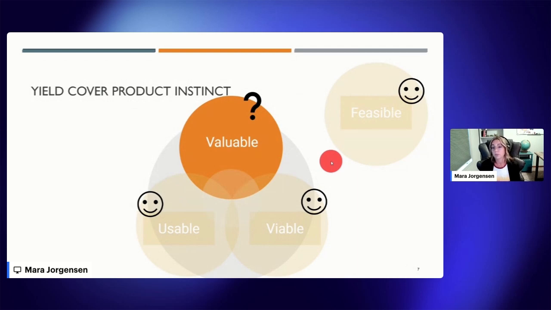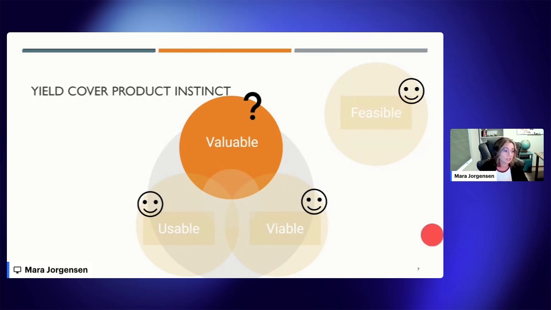Do I think it will be usable? Also, yes. Do I think it's viable as a product? Since it's feasible and it's usable, I think it could be viable. Now, does it add a lot of value? I think that remains to be seen. Okay. And I'm going to tell you why right now.